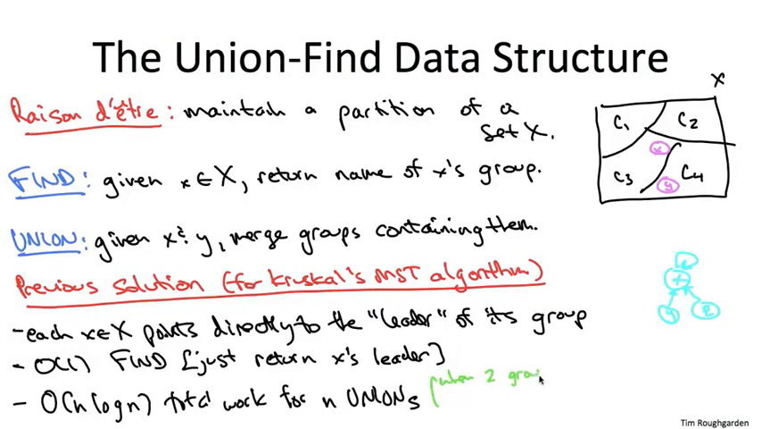If we do that optimization, it's still the case that a single union might take linear time, theta of n time, but a sequence of n unions takes only big O of n log n time. And that's because each object endures at most a logarithmic number of leader updates, because every time its leader pointer gets updated, the population of the group that it inhabits doubles.